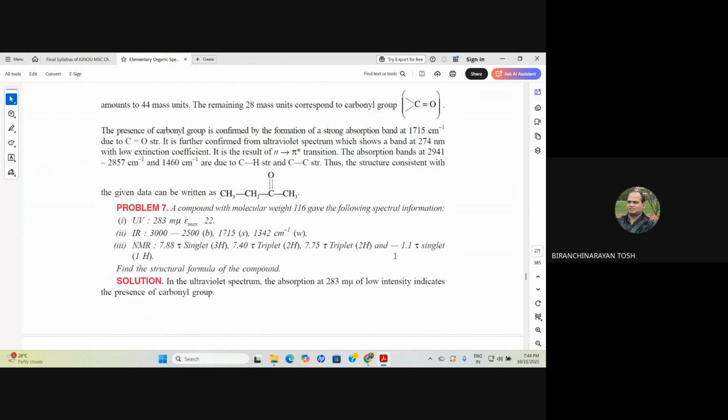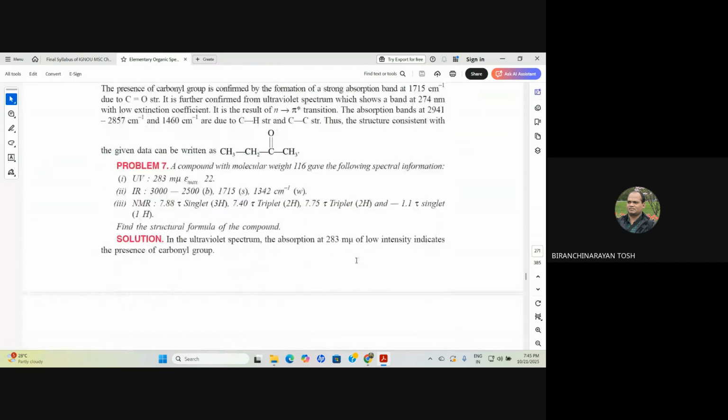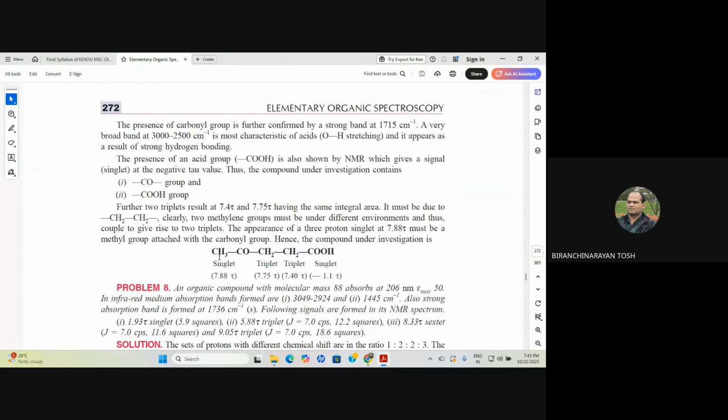Further, the two triplets, one at 7.4, a 2 proton triplet, and another at 7.75, having the same integral area, 2 proton, must be due to CH2CH2. Therefore, the formula will be CH3CO, CH2CH2, COOH. These are the two triplets, this is the 3 proton singlet, and this is the carboxylic acid group and carbonyl group. So like this you have to proceed, and other examples are there also, so you can go through them.